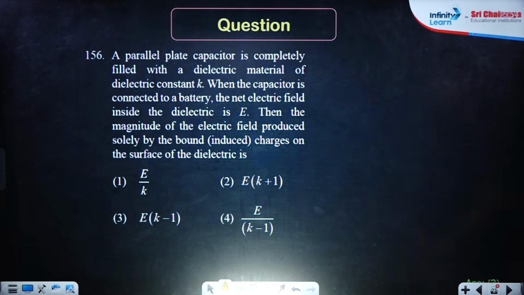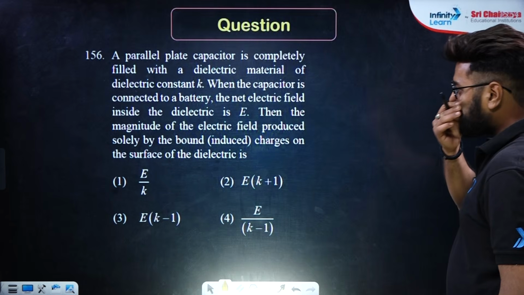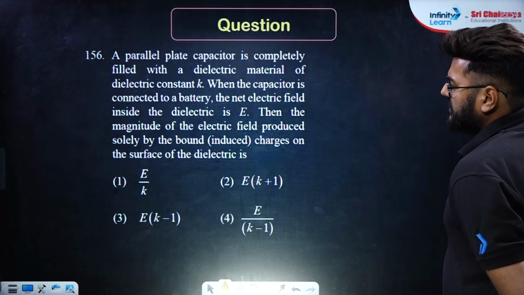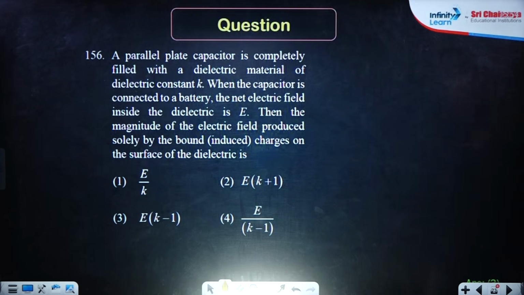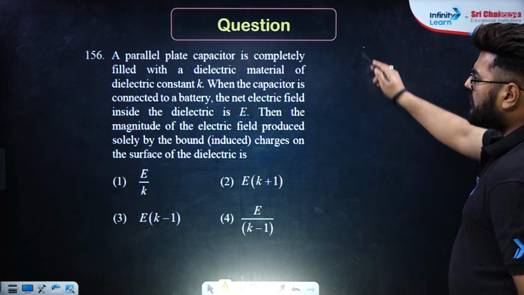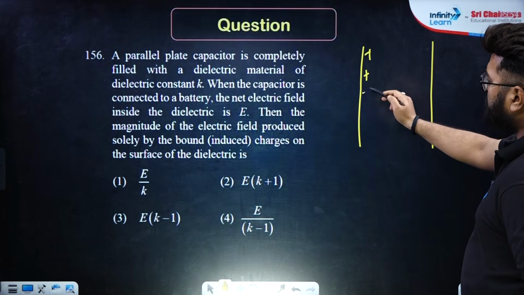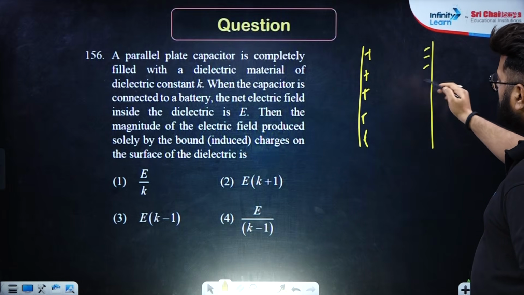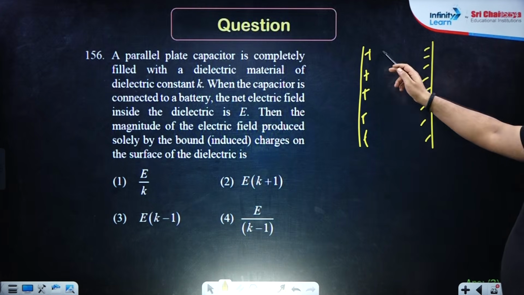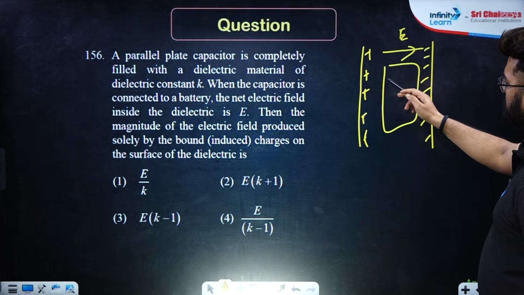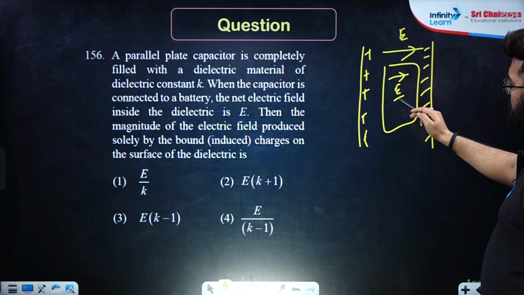Second cannot be the right answer, right? Parallel plate capacitor is completely filled with dielectric material of dielectric constant K. When the capacitor is connected to a battery, the net electric field inside the dielectric is E. Then the magnitude of electric field produced solely by bound charges. Okay, so if there is a capacitor plate, the electric field lines normally we say is E, and that induced because of this becomes E by K, correct?